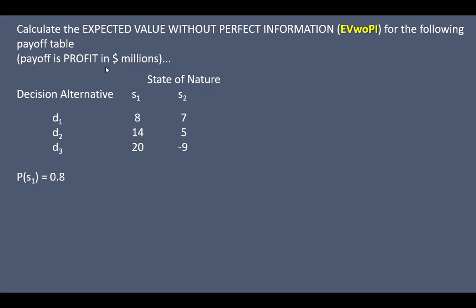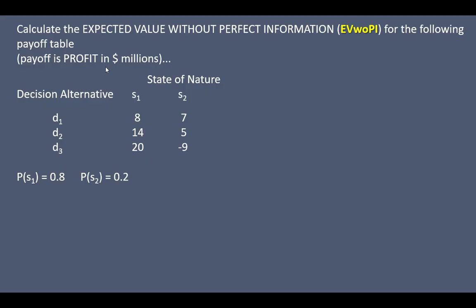So if we have a probability for state of nature 1 of 0.8, then state of nature 2 would have to be 0.2. With that, we now have everything we need in order to calculate the expected value of each of these decision alternatives, and that's exactly what we're going to have to do. We are going to have to separately calculate the expected value for each decision alternative, and then go ahead and choose which of those is the best expected value based on our profit or cost scenario.